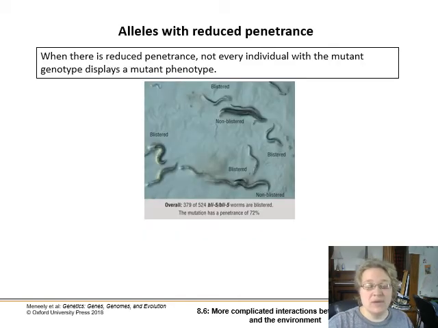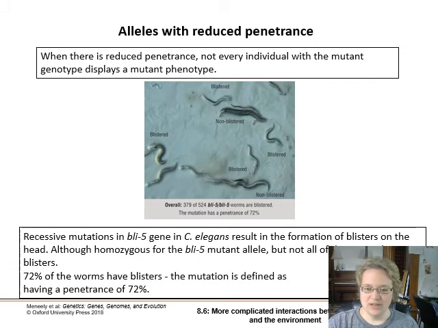Penetrance, okay. Penetrance is that not every individual that has a mutation actually shows the phenotype. Some do, some don't. It may not show up at all. Here are some nematodes, some of which have a blistering mutation, where you can see little bumpy dots on the outside. Who wants to stare at nematodes under a microscope? Not me, plant person. So penetrance is whether or not the phenotype actually shows up. About 72% of the time, if you have the mutation, the worm will have a blister. So the mutation has a penetrance of 72%, for whatever reason.